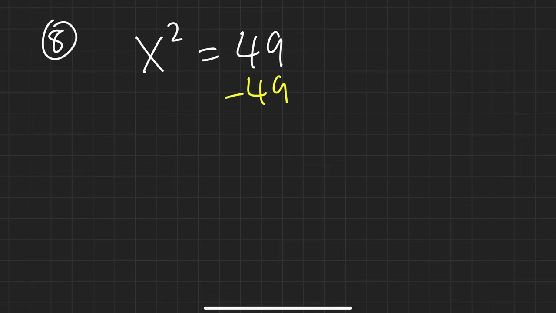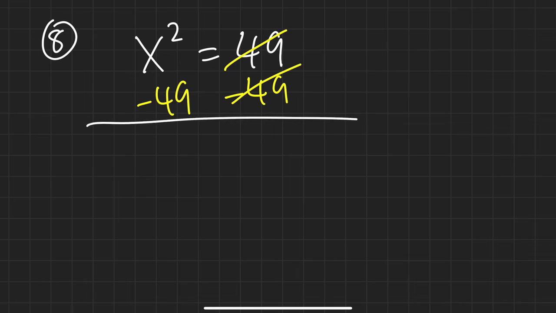Number 8. Here we just have x squared equal to 49. It's not equal to 0, so let's bring the 49 to the other side. This is x squared minus 49 equal to 0. But now the question is, how are we going to factor this right here? Because this is x squared, but this right here does not have the x, right?